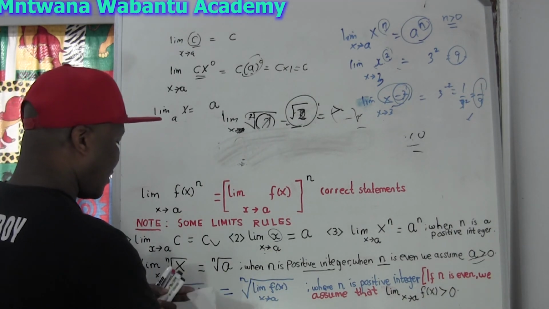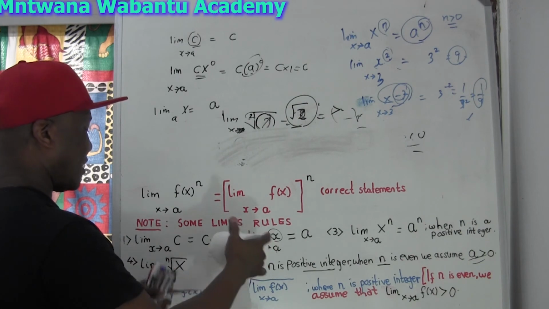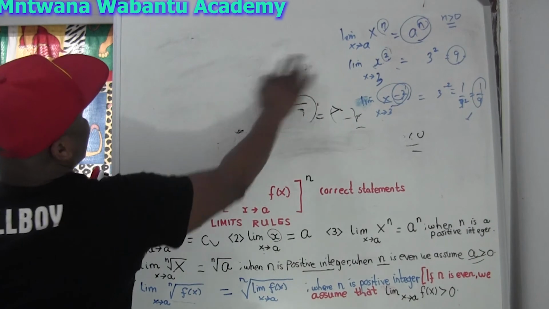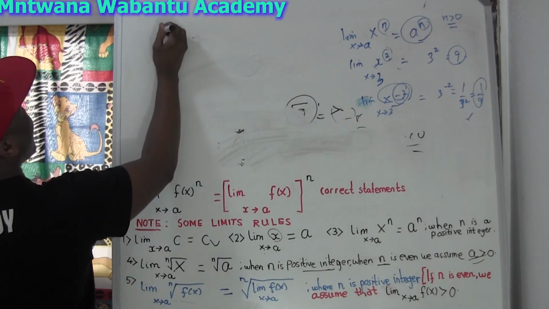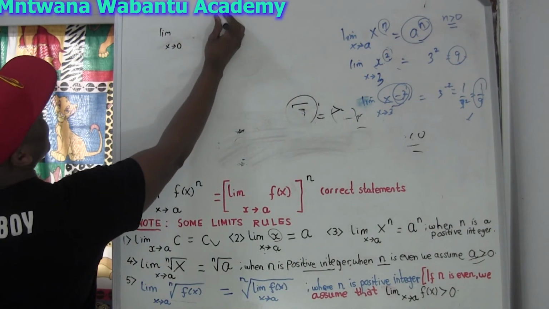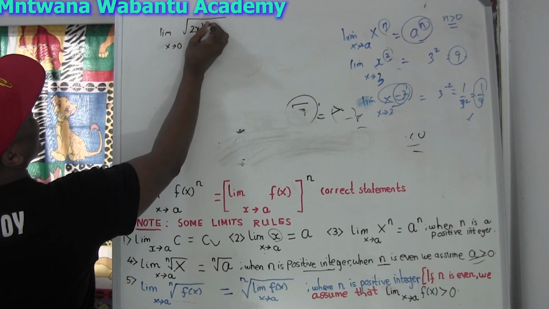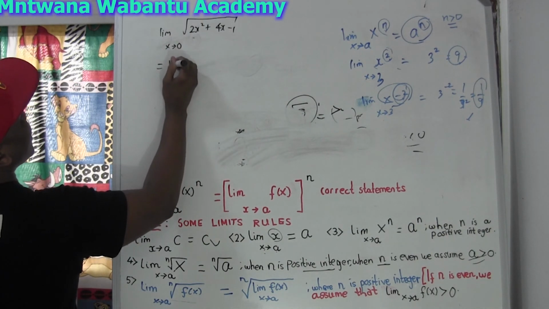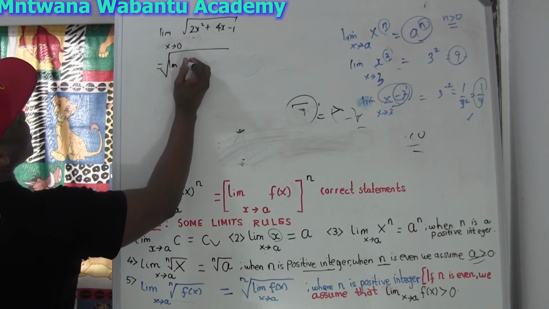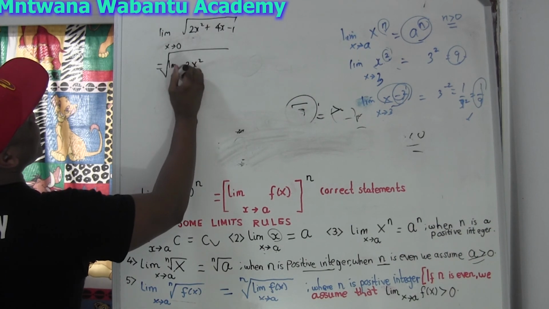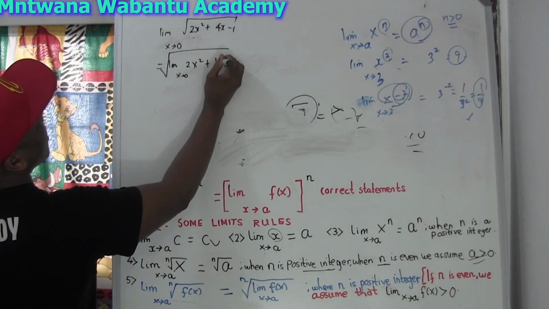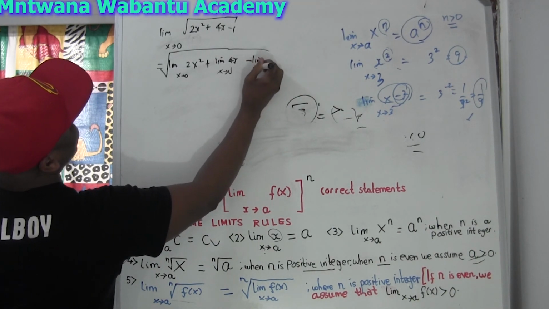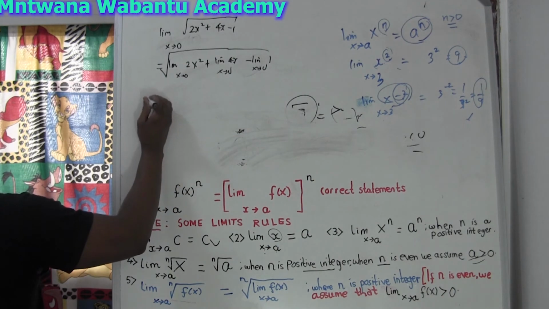Easy, man. For example, somebody gives a limit, x approaches 0, of the square root of 2x squared plus 4x minus 1. So I can put the limit in, and then put the root in here. Limit of 2x squared as x approaches 0, plus limit of 4x as x approaches 0, and there we go, minus limit as x approaches 0 of the 1. So that's what they say.